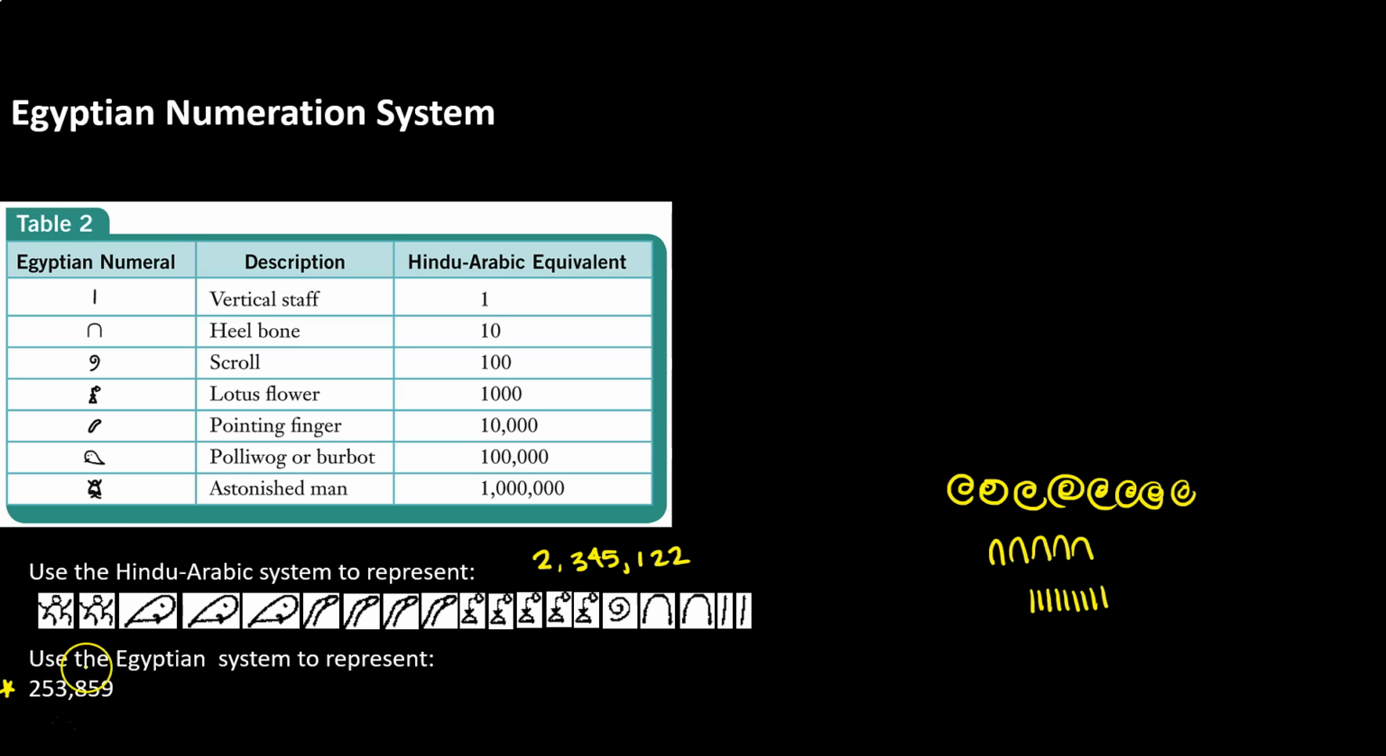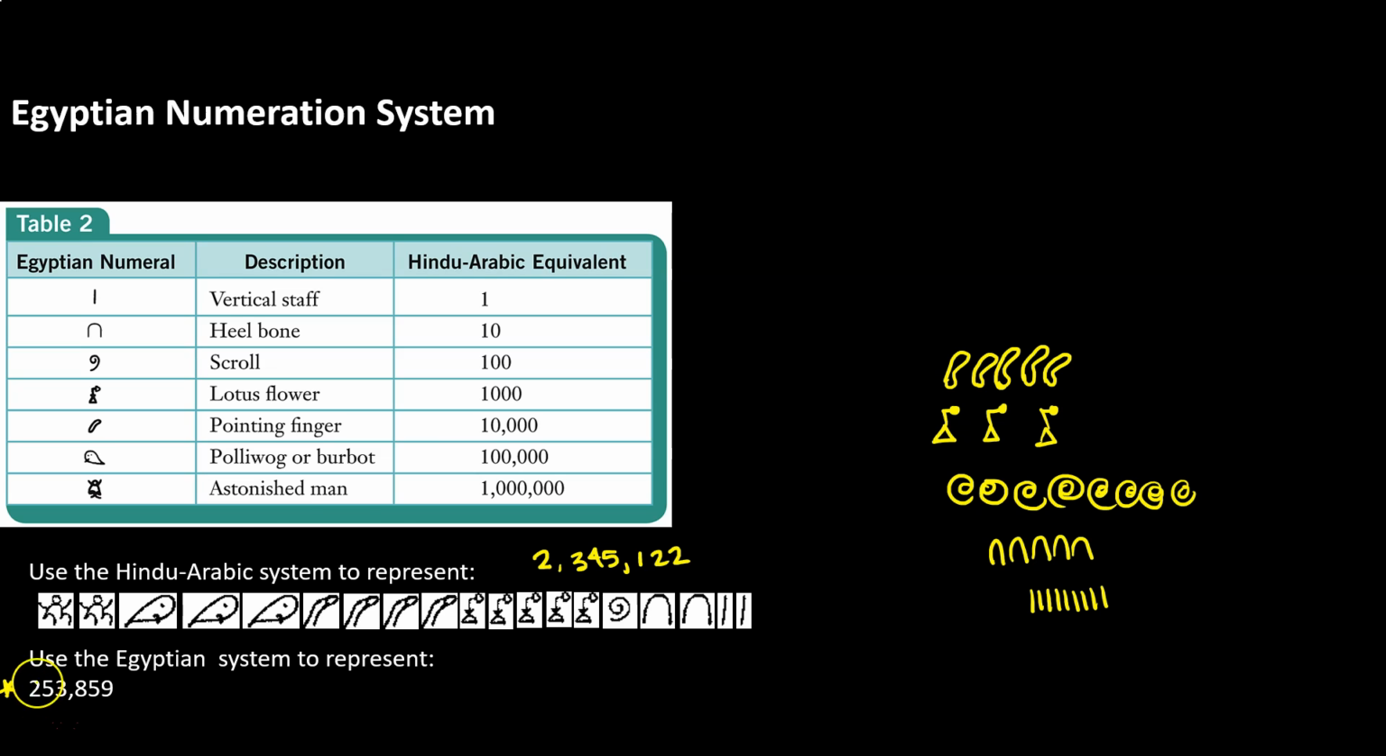I have a 3 in the thousands place. 1,000 is a lotus flower. I'm going to do a really great job drawing these lotus flowers. Looks just like the picture. Well done. I have a 5 in the 10,000s place, which means I have 5 pointing fingers. We can already feel the pain of trying to draw all of these, just even if you aren't trying this on your own. Very thankful that we switched to the other numeration system.